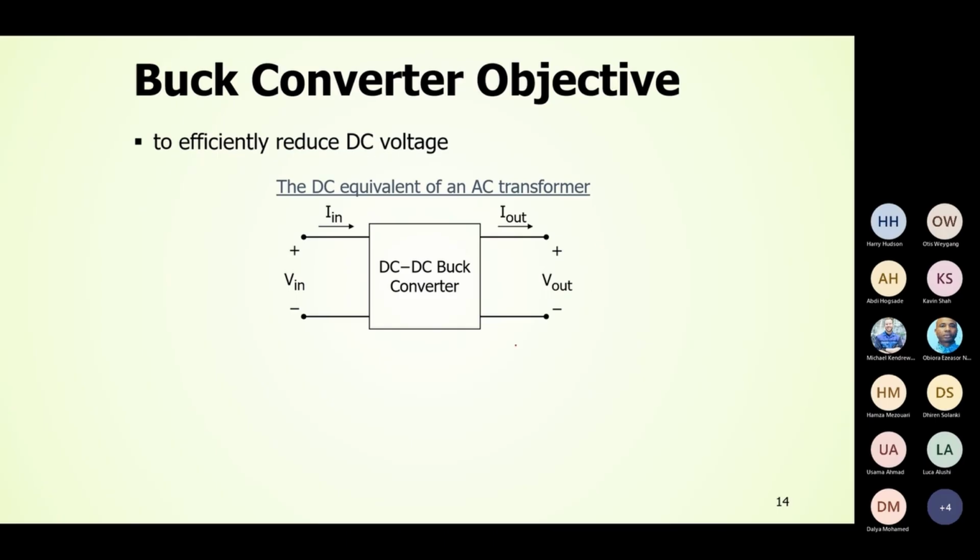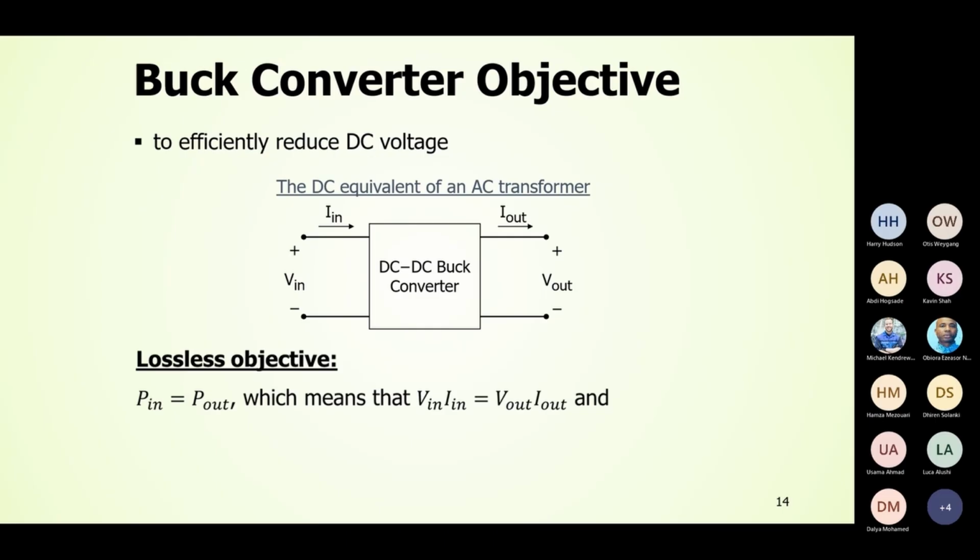So the DC to DC buck converter is actually the DC equivalent of an AC transformer. So the power at the input side and the output side are the same. Although when we say that input and output power are the same, we are assuming that there is no loss in the circuit, which is not true. But roughly the input and output power will be the same. So in theory, the ideal focus is a lossless objective, meaning our input power equals output power, which means that V_in I_in equals V_out I_out.